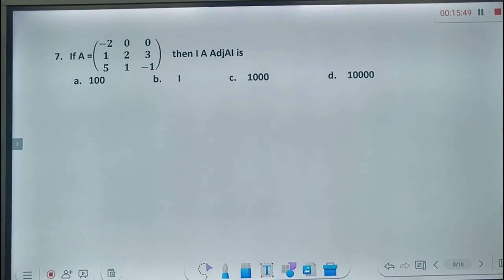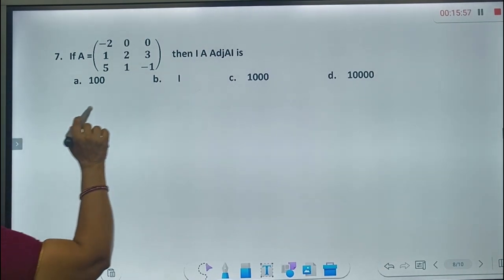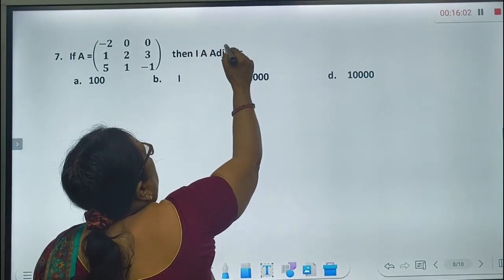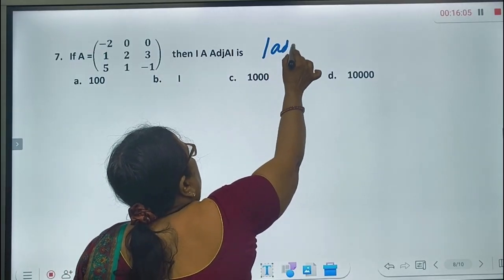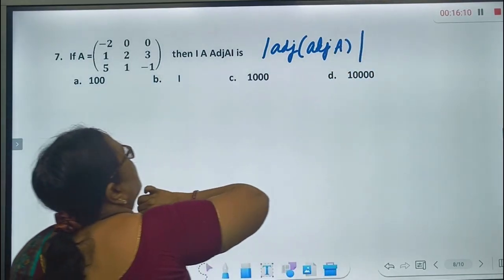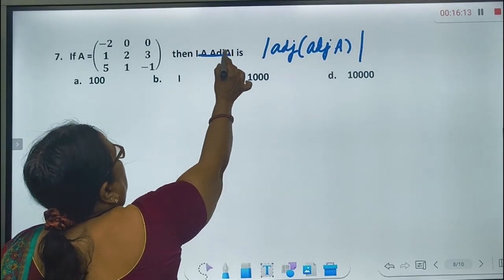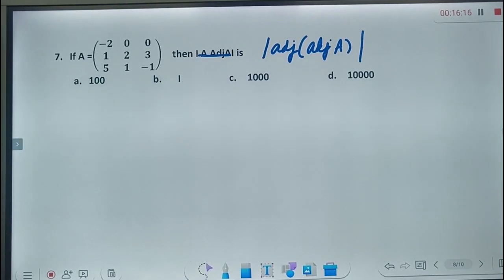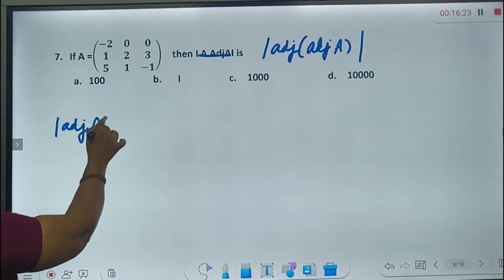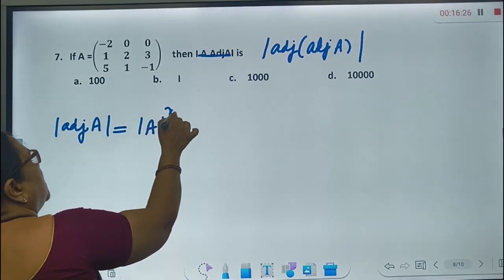Now look at this problem. You are asked to find determinant of adjoint of A. Let's find determinant of adjoint of A. You all know the determinant of adjoint of A is determinant of A to the power n minus 1.